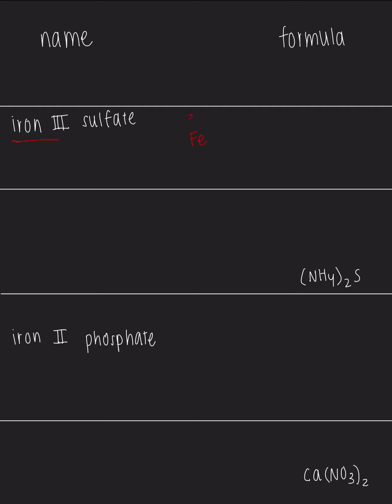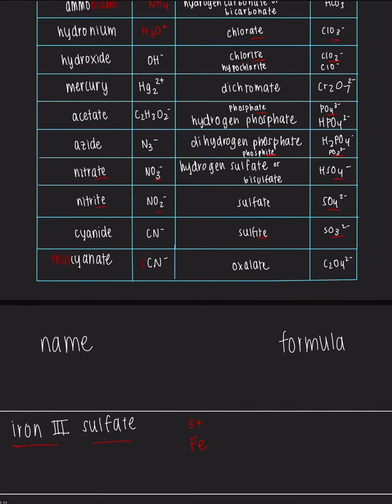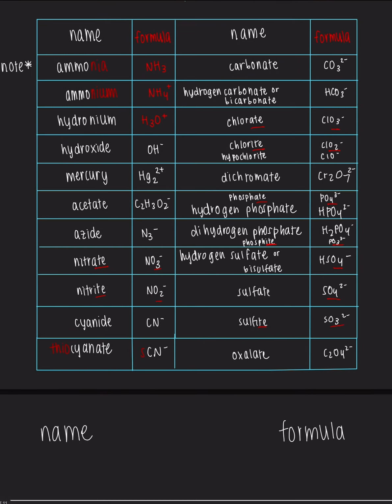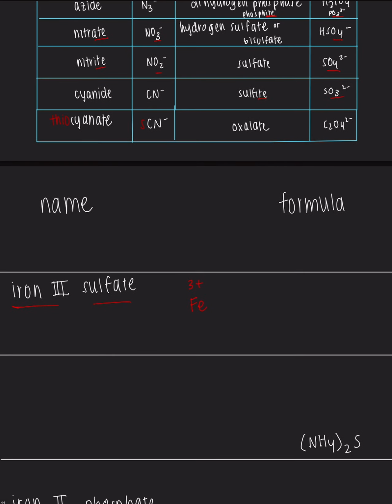And if you're like, oh wait, I don't know what sulfate is, okay, then you scroll up and you see sulfate is SO4. So I'm going to write SO4 and then 2-. And then I'm going to do the crisscross. This is extremely important, y'all. If you have a polyatomic, write it in parentheses. So that 2 is going to cross over here, 3 is going to cross over here, and so it's going to be Fe2(SO4)3. That's it.